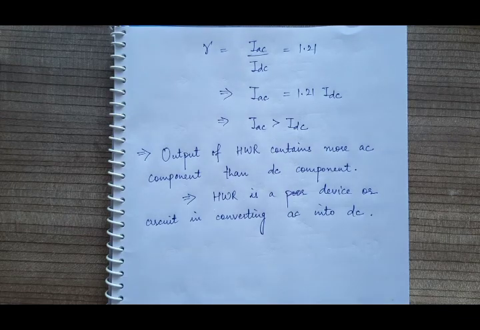So from the efficiency, that is only 40.6%, and the ripple factor, which is greater than 1, or you can say that as the value of the ripple factor is greater than 1, from this we can conclude that the AC component is more than the DC component present in the output of the rectifier, and the function and the principle of rectifier is to convert AC into DC. It means it is not fully fulfilling its use. So that's why half wave rectifier is a poor device in converting AC into DC.